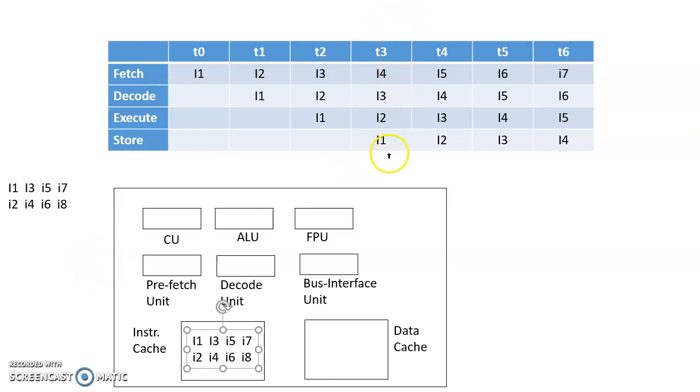But what would show at this unit of time is that instruction 1 is being stored, instruction 2 is being executed, instruction 3 is being decoded, and instruction 4 either already has been fetched or is being fetched. And so at the next unit of time, instruction 2 is being stored, instruction 3 is being executed, instruction 4 is being decoded, instruction 5 is being fetched.